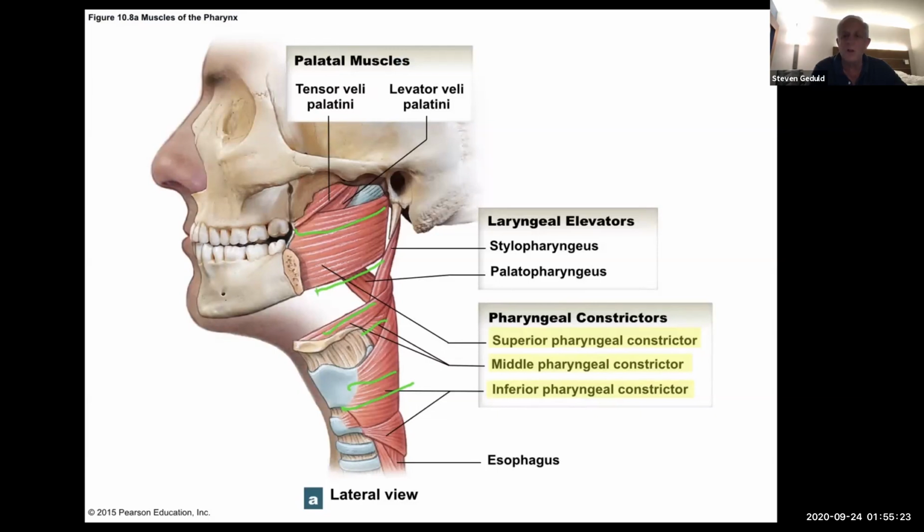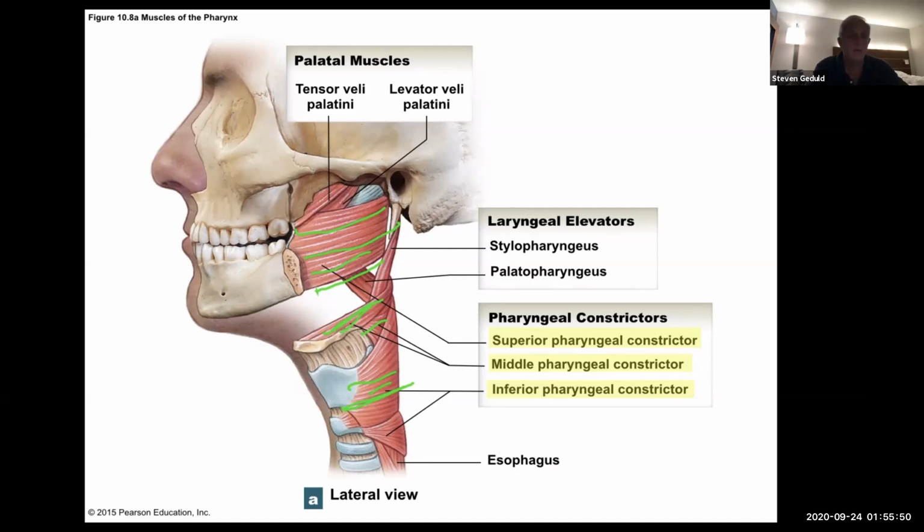Okay, because remember, all a muscle can do is shrink, contract. And each one of them, you can see it's going to pull this tighter. You can see how the fibers are running. Okay, the only difference is where it's going to constrict. The superior constricts the top, the middle towards the middle, and the inferior towards the bottom, towards the esophagus. So you have your superior, middle, and inferior pharyngeal constrictors.